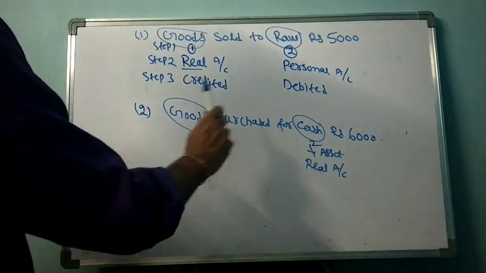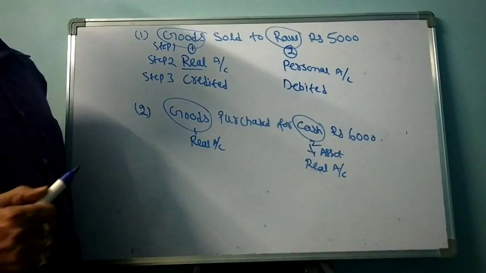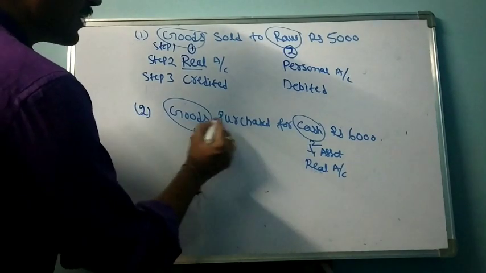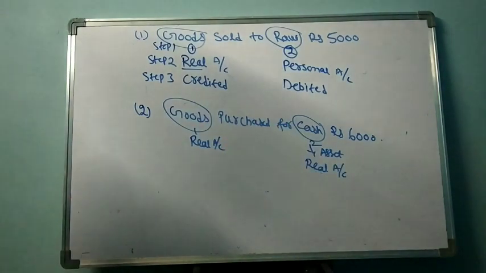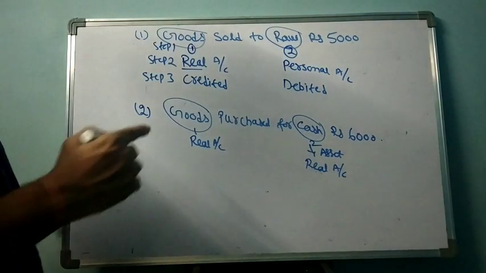We identified the nature of accounts. Now what is step number 3? Apply the rules of accounts. Now when goods are purchased for cash, goods will come into the business. So what are the real account rules? Debit what comes in, credit what goes out.